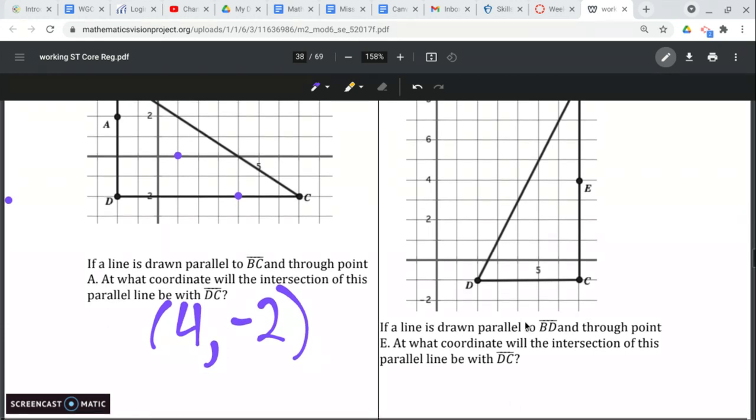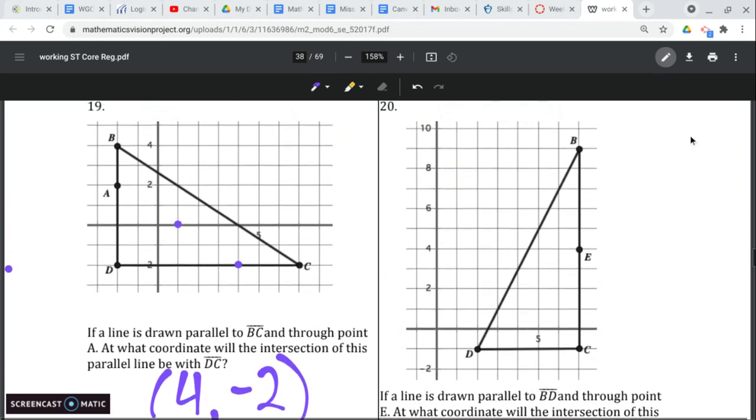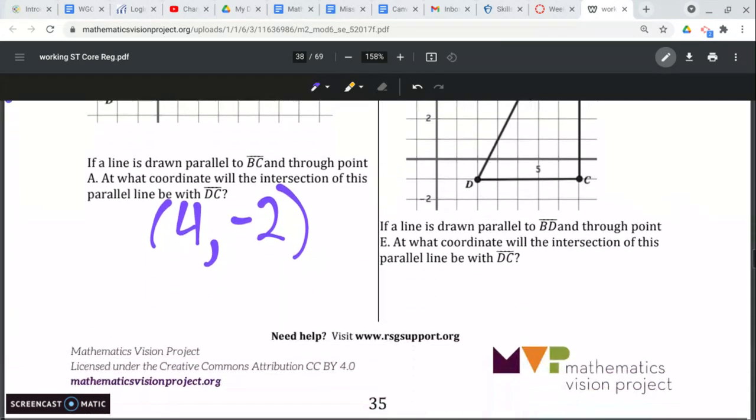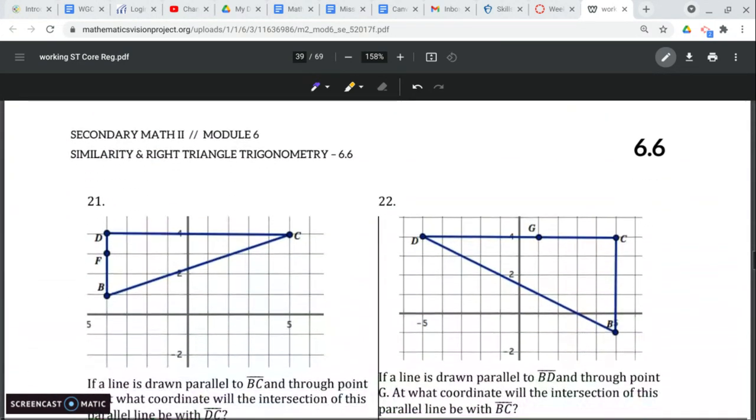So same idea for the next one. You're going to be drawing a line that's parallel, going through a certain point and finding the intersection coordinate on one of the other segments. Okay? All right.